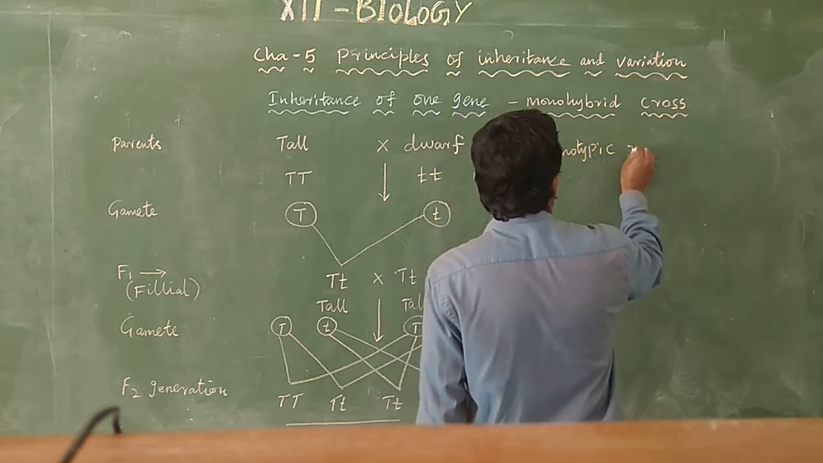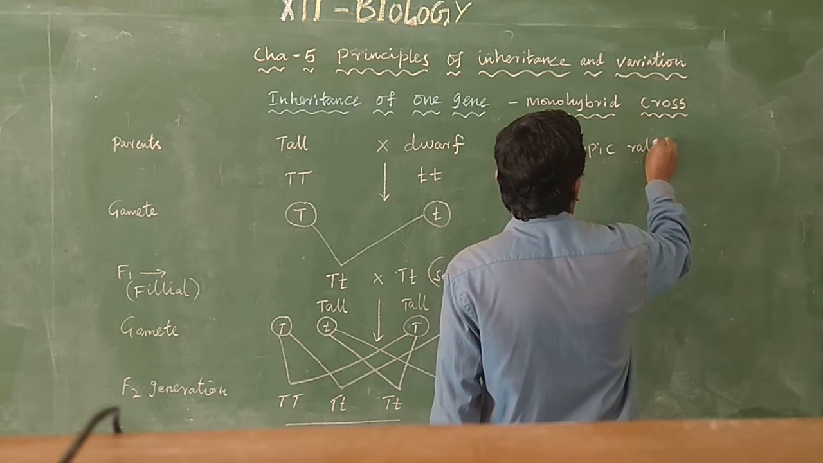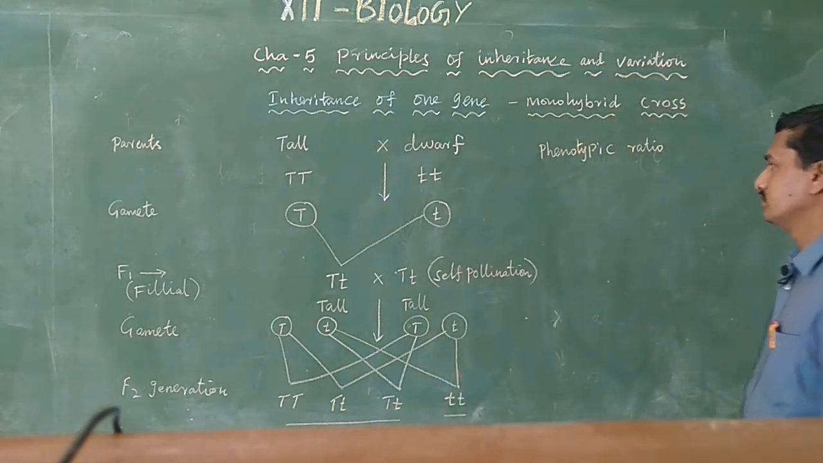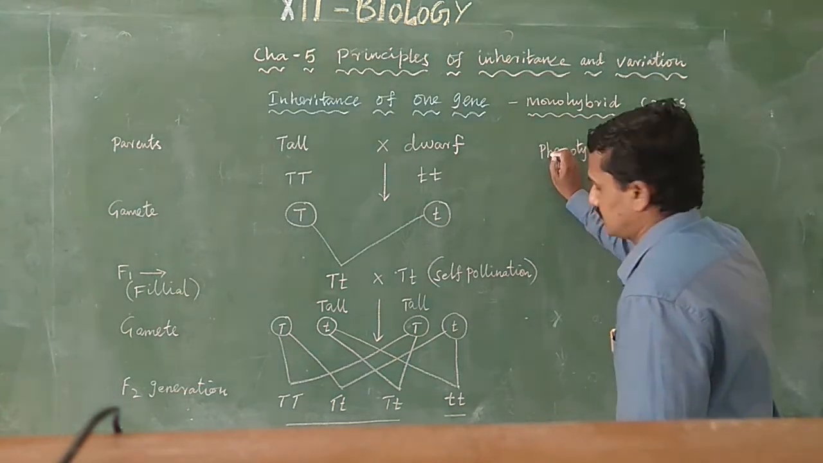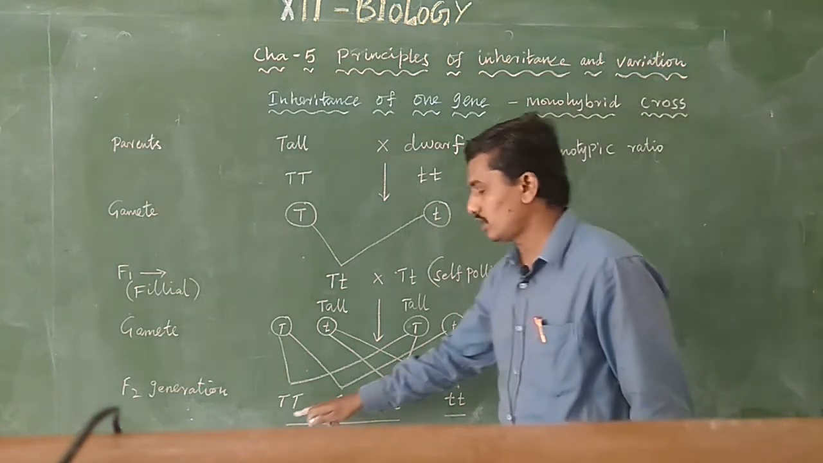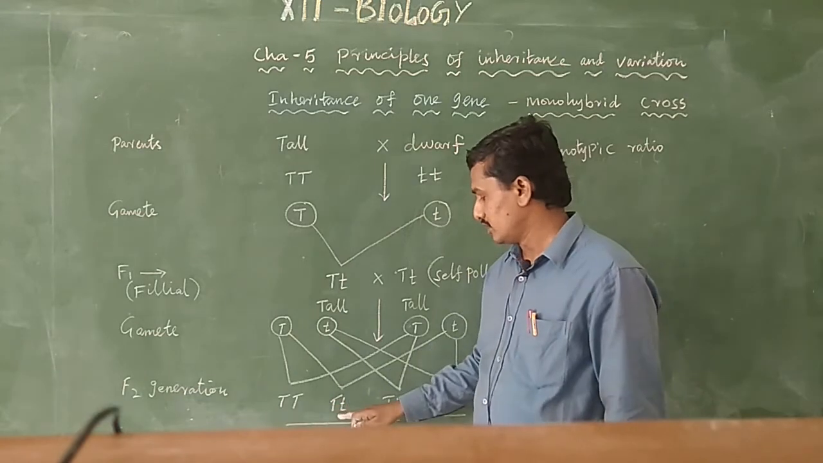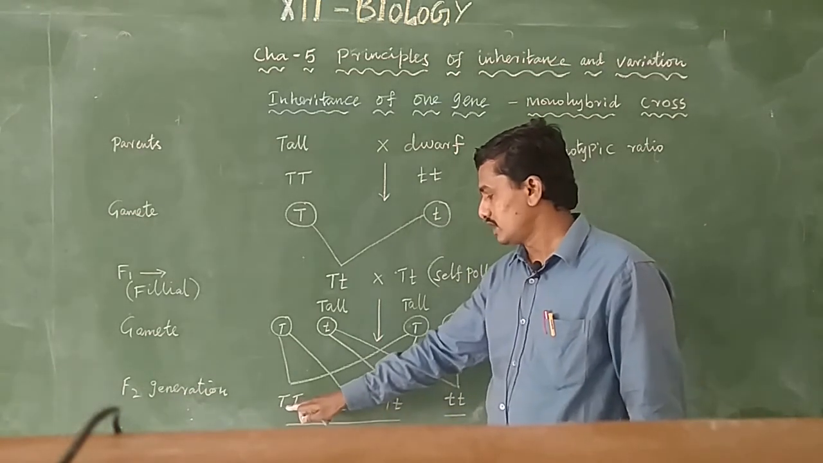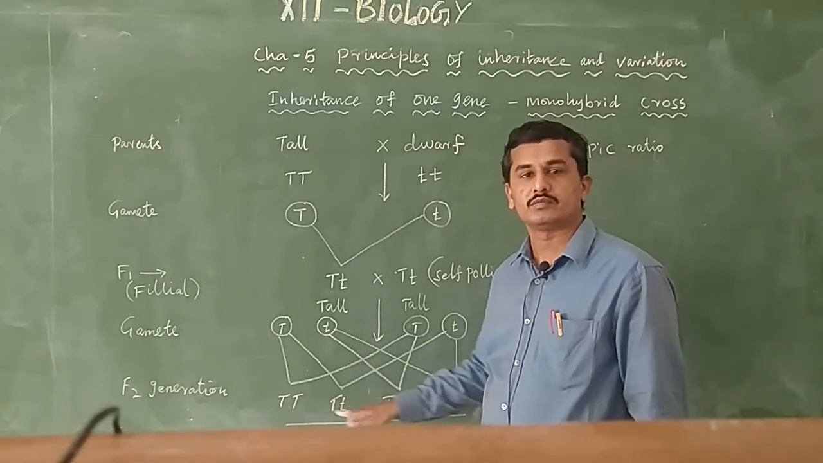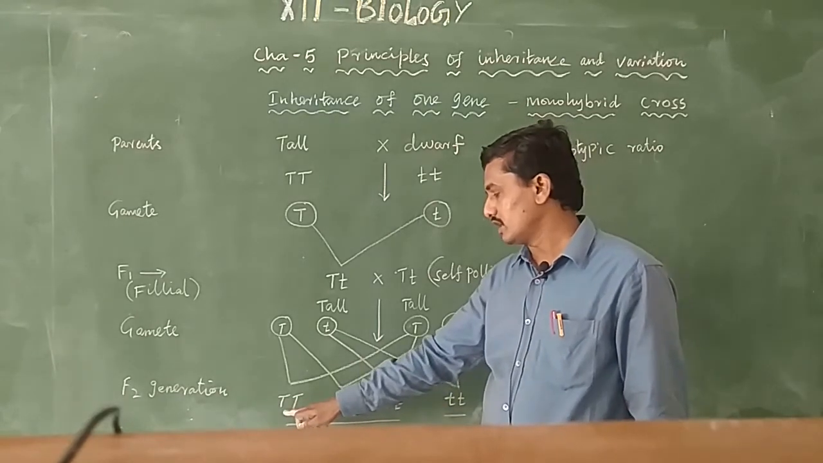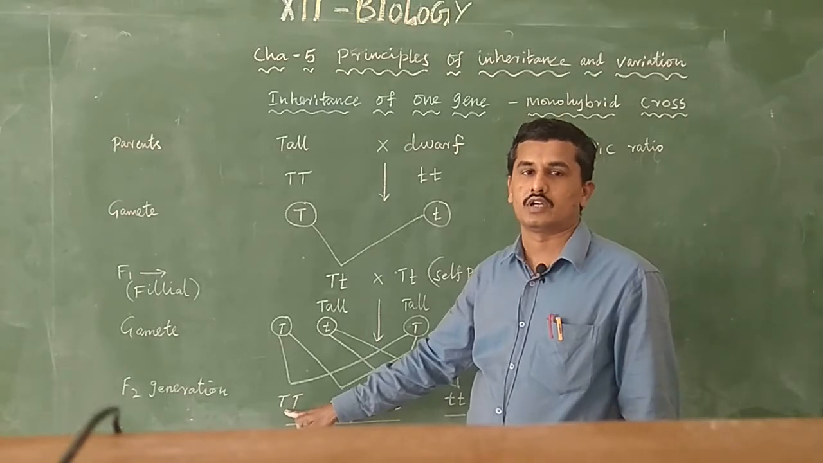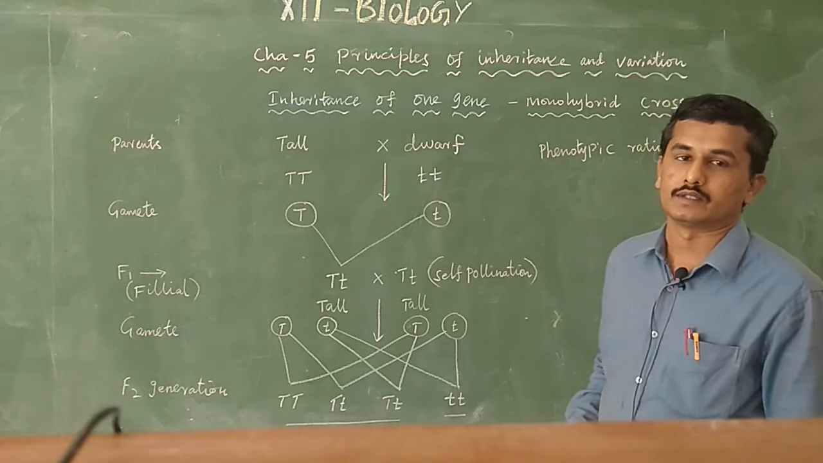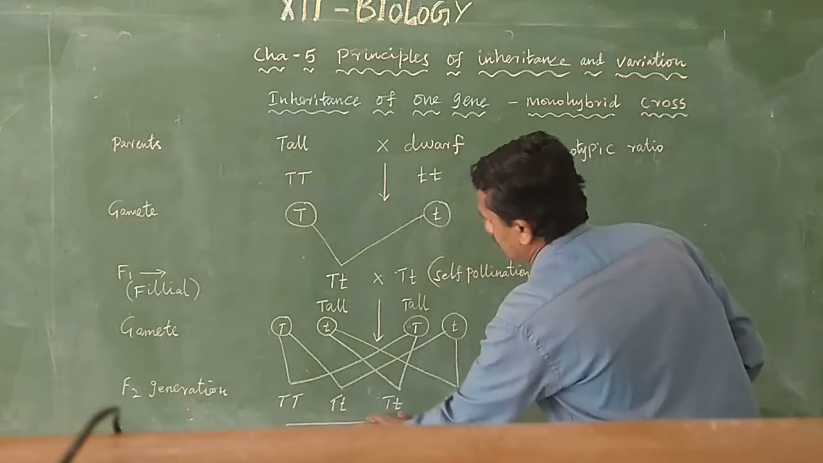Phenotype means external appearance. Genotype means internal genes. Phenotype means externally, morphologically. This is a tall plant. Here, this is also a tall plant, but genetically it is different. Here also the plant is genetically different from this plant, but morphologically capital T capital T is tall, capital T small t is also tall, capital T small t also tall. So morphologically, it is a tall plant.